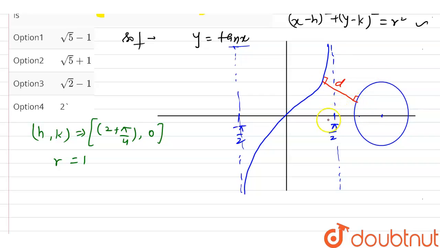When any line is normal to the circle, it passes through the center. So it will pass through the center, and the center coordinate we already know, it is 2 plus pi by 4 comma 0, and the radius is equal to 1. Now this is my tan x curve, I'm assuming this point is p, so we have to find this point p so that I can find the distance between p and this center, let's suppose O.